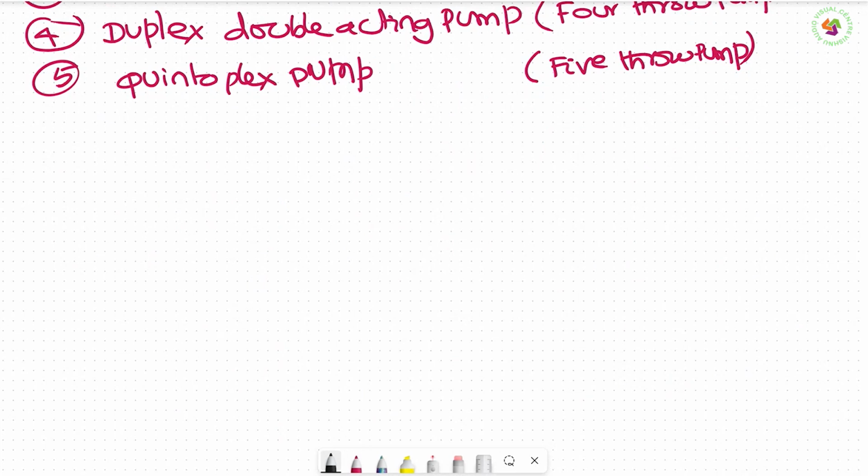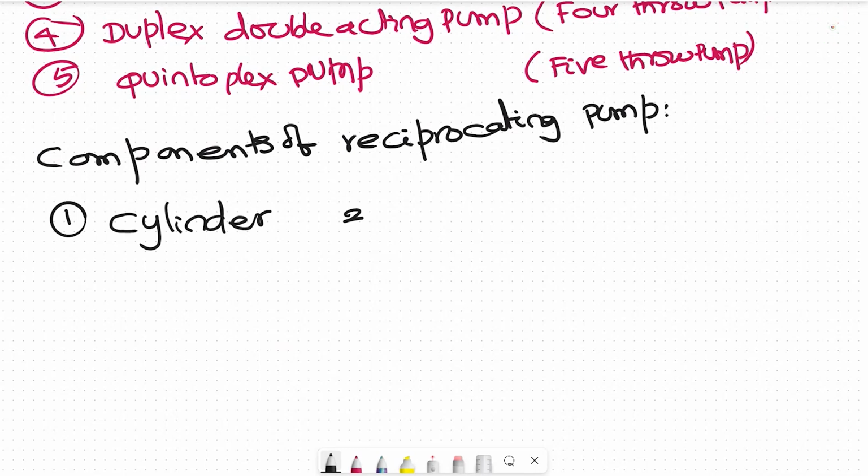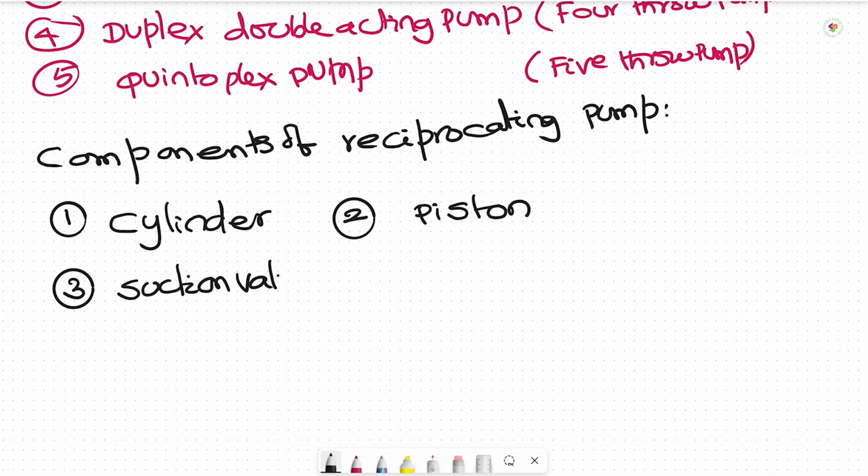The next topic for us is what are the components of a centrifugal pump? Sorry, components of reciprocating pump. The components of reciprocating pump are: number one, a cylinder inside which a piston will be moving to and fro. So these are the two. Then three, suction valve, very, very important. Four, delivery valve.